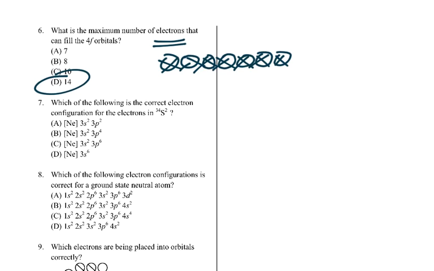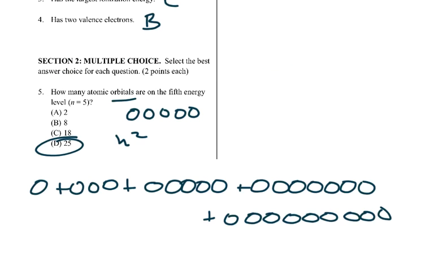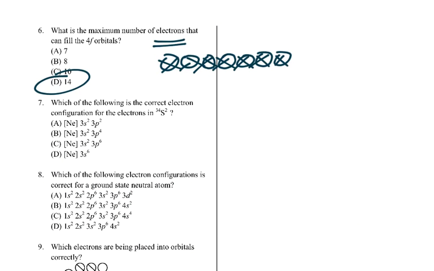Which of the following is the correct electron configuration for sulfur with a 2- charge? Sulfur with a 2- charge. So let's go back and look at our periodic table. Now we're talking about sulfur, so that's going to be neon, and then we look at this. Here's 3s2 and 3p4. I'm going to clear the ink on that page. 3s2, 3p4, neon. There it is right there. Answer B.